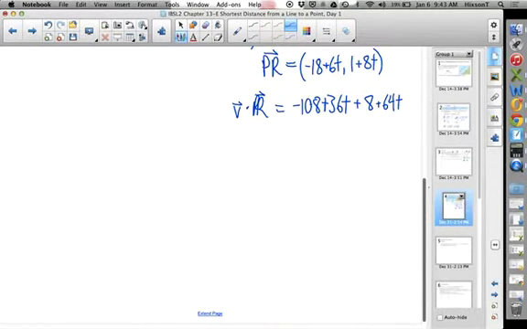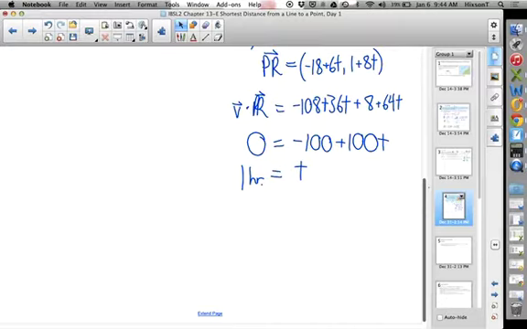Alright, so we want where that equals 0 to get it perpendicular. We'll simplify. Here's a -100, and that's a 100t. Oh, that's nice. So t equals 1 hour. So 1 hour after the other ship leaves, it'll be the closest point to the port P.